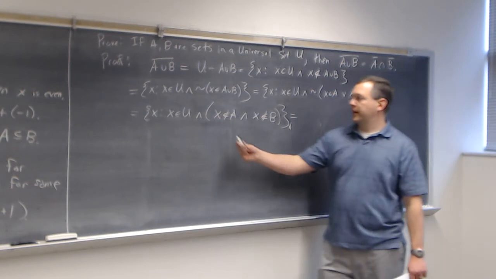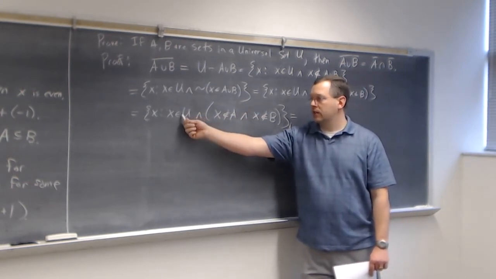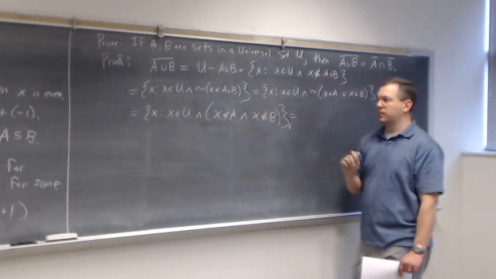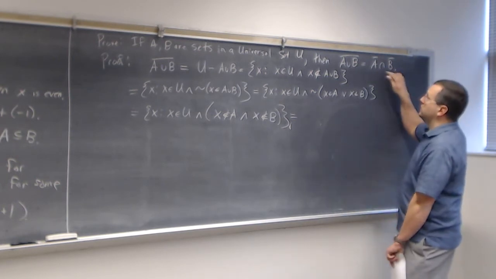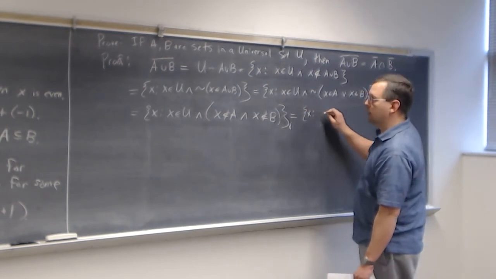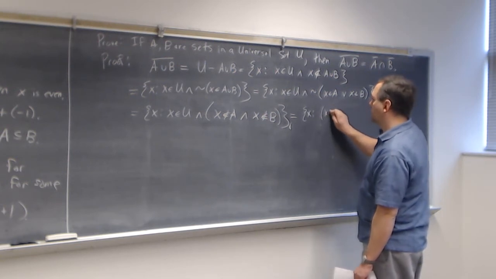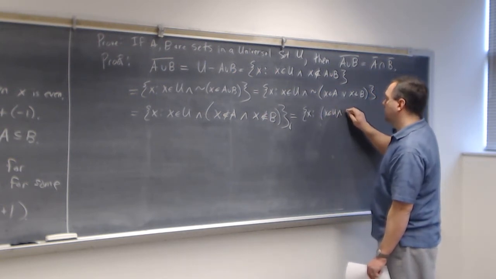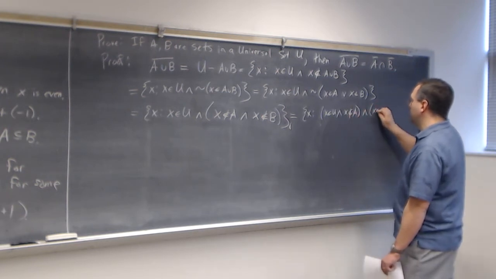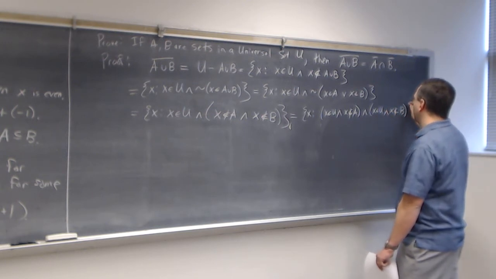Now I'm going to distribute this statement, saying x is in U and x is not an element of A, and x is in U and x is not an element of B. So I can break this up and I'll get the statements with these two complements. So it's a set of x such that, let's put parentheses here, x is an element of U and x is not an element of A, and x is an element of U and x is not an element of B.